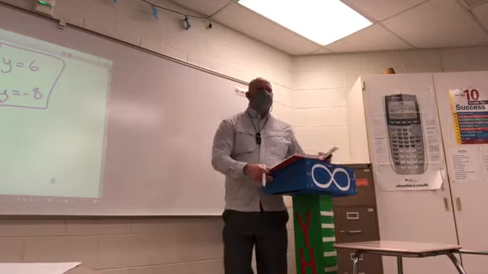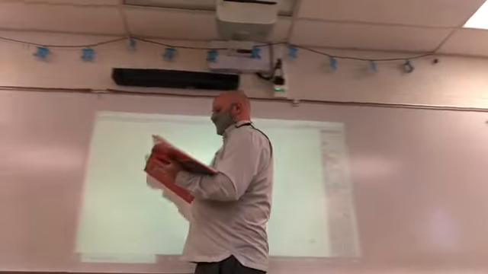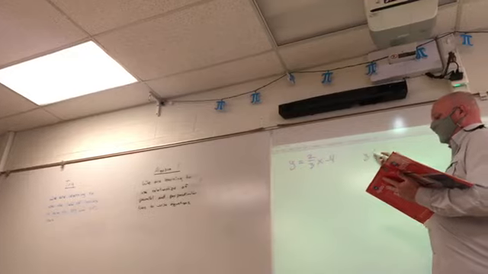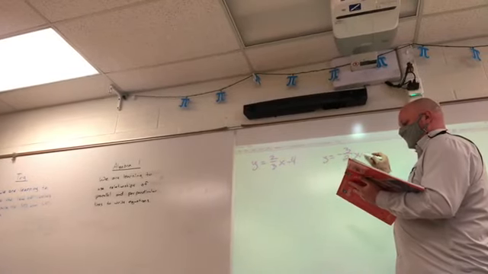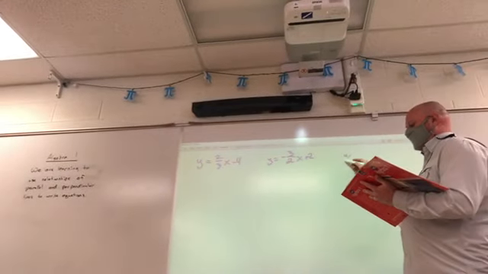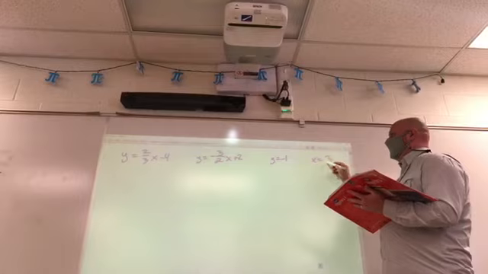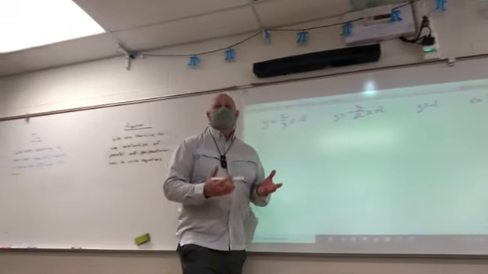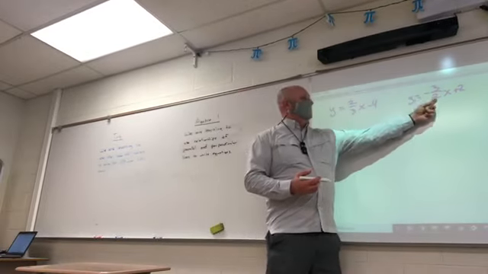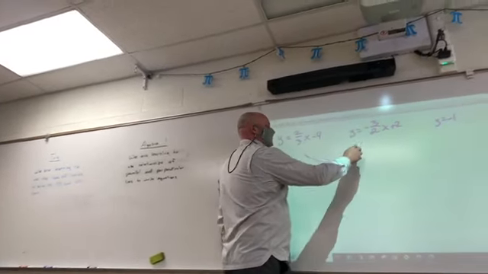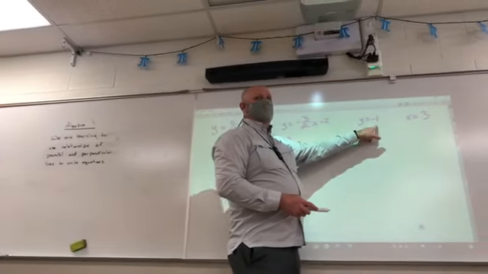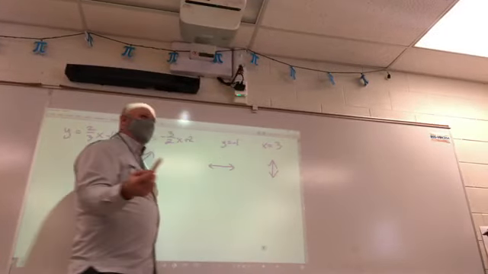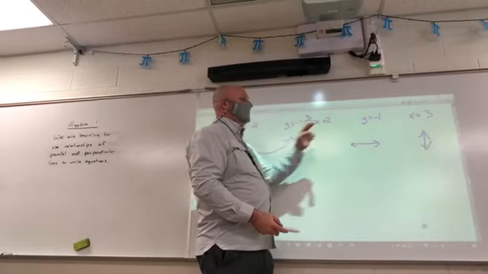Same idea with number 5. You have y equals 2/3 x minus 4. You have y equals negative 3/2 x plus 2. You have y equals negative 1, and you have x equals 3. Which ones are going to be perpendicular to each other? What are you looking for with perpendicular? You're looking for opposite reciprocals, right? So these two are perpendicular to each other. Well, that's a horizontal line, right? And that's a vertical line. Are those going to be perpendicular to each other? Yeah, so these are perpendicular, and those are perpendicular.